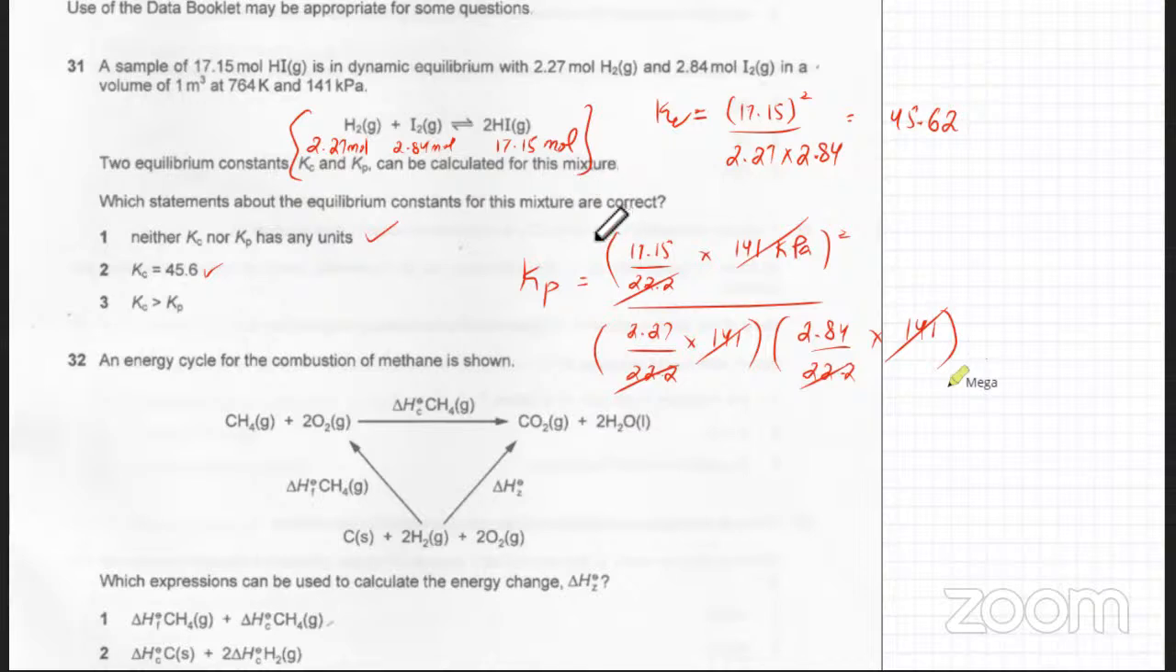So remember this, that when the numerator and denominator terms are exactly the same, you can just put in moles, that's it. You don't even have to find the partial pressure. And these two values are going to be exactly the same. So number 3 is wrong, because both Kc and Kp are going to have exactly the same expression. Okay, is this clear?